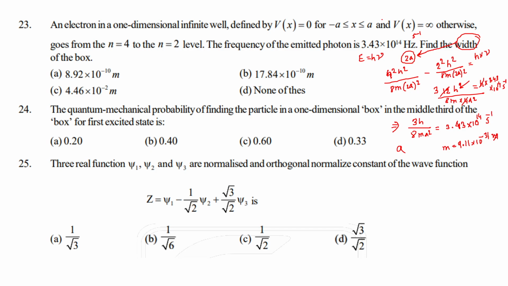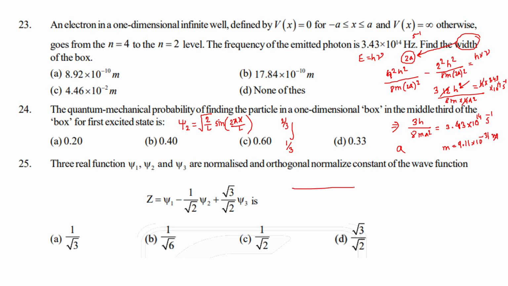And what about the next question? The quantum mechanical probability of finding the particle in a one-dimensional box in the middle third of the box, of the first excited state. Obviously, the first excited state is here psi 2, right? Which is root over 2 by L sine 2 pi x by L, right? Now, middle third is what? 1/3 to 2/3. So that is the middle third.